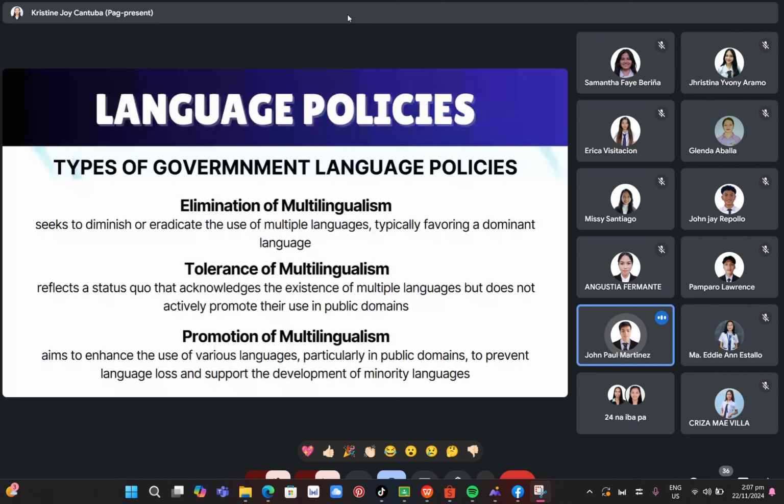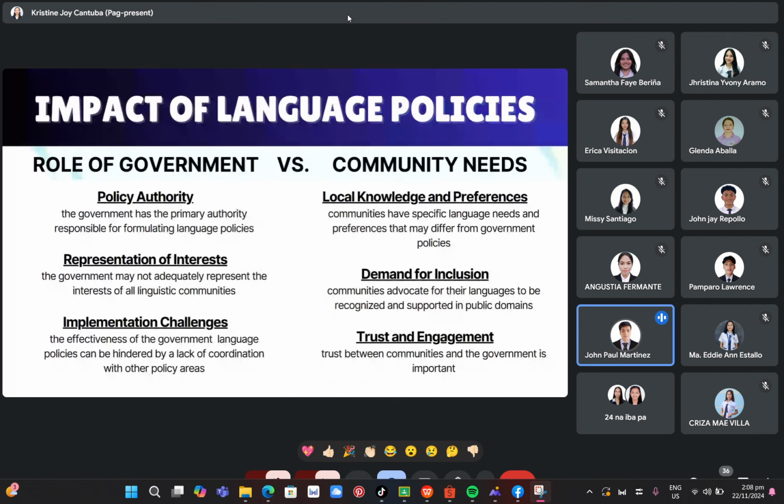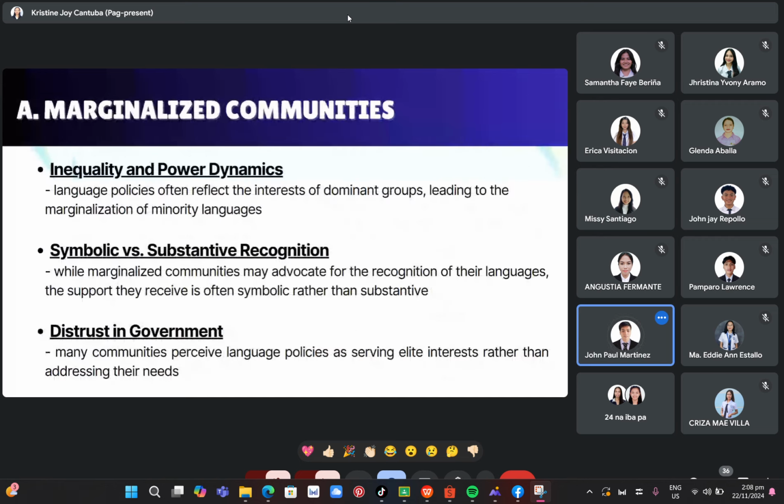Under the role of government, we have the policy authority, representation of interest, and implementation challenges. In the community needs, we have the local knowledge, preferences, demand for inclusion, trust, and engagement. And for marginalized communities, we have here the inequality and power dynamics, the symbolic versus substantive recognition, and distrust in government.